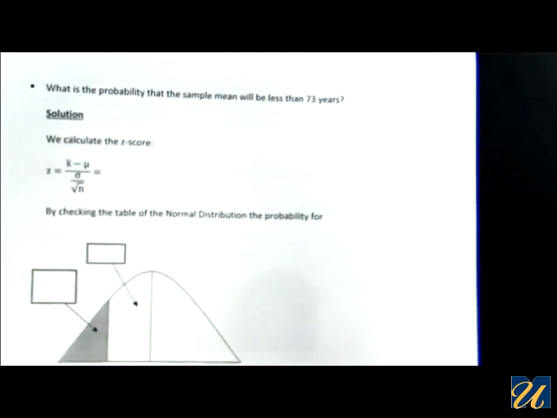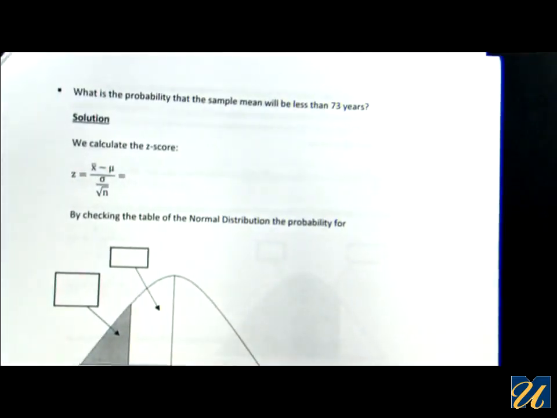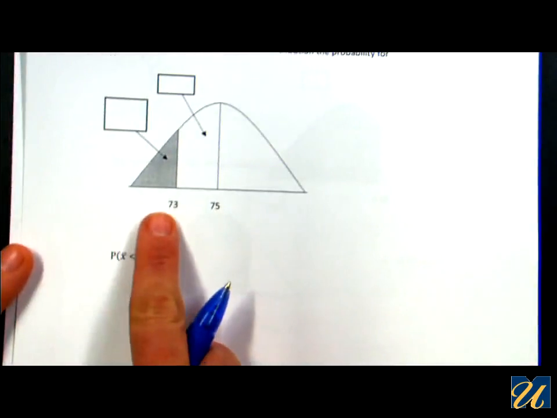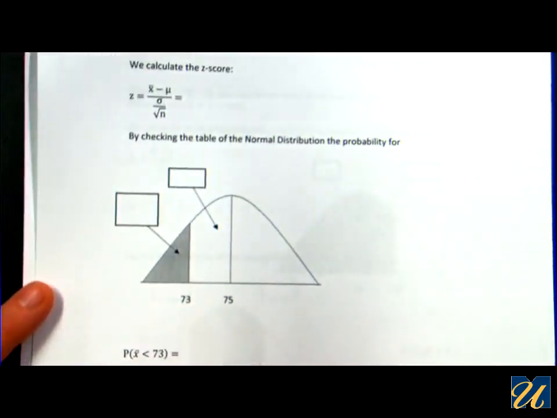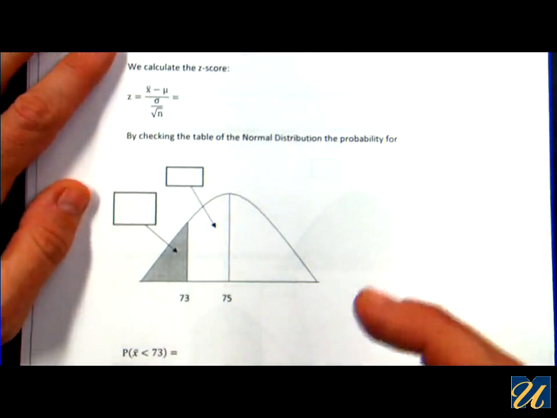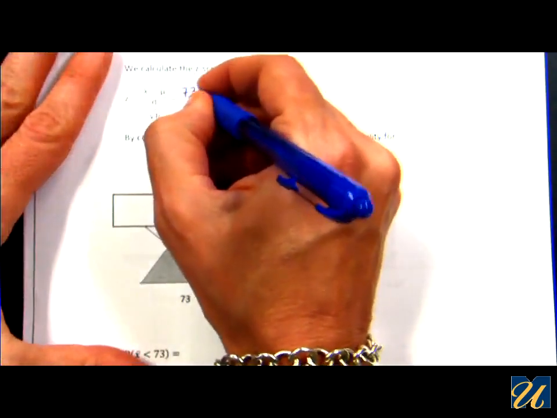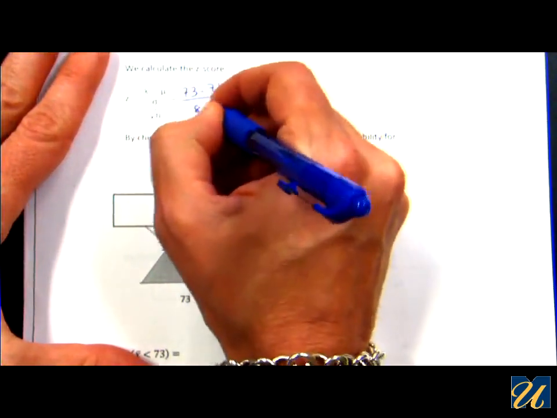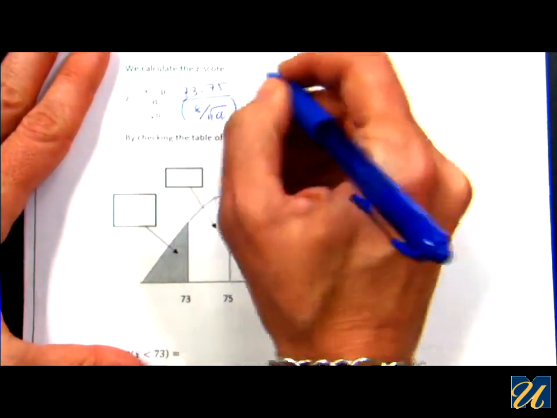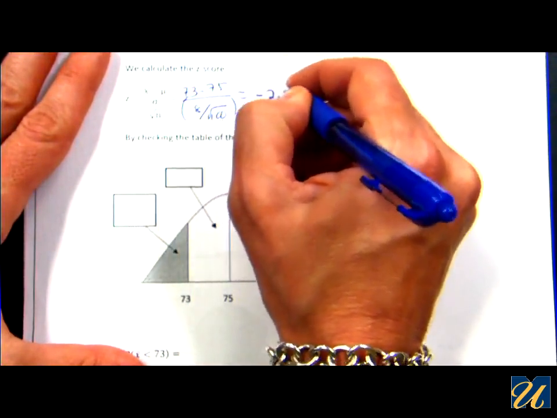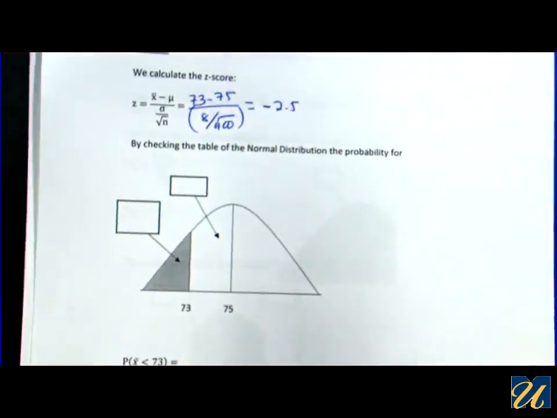What is the probability that the sample mean will be less than 73 years? We calculate the z-score. This is the area we're looking for. We're going to calculate the z-score for 73: 73 minus 75 over 8 divided by square root of 100. The z-score will be negative 2.5. The corresponding probability for 2.5 is 0.4938.